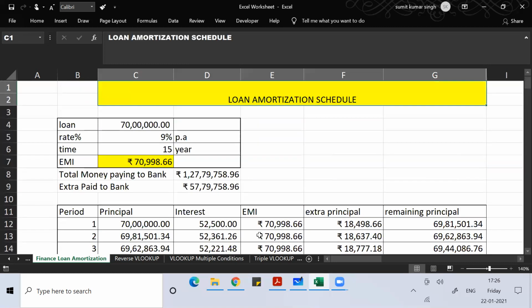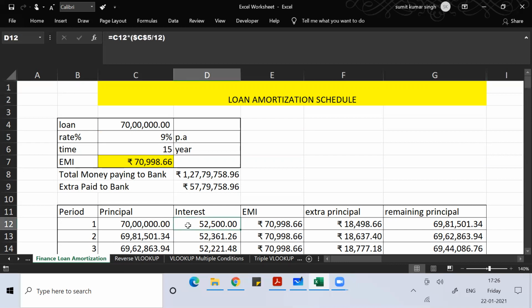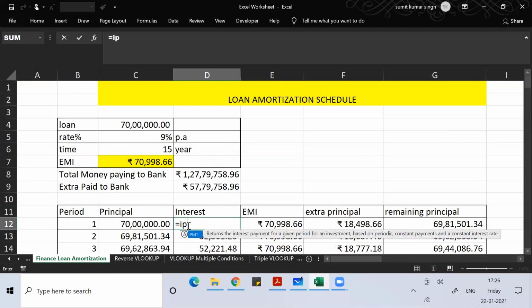So this is called a loan amortization schedule. Mathematically, we can justify the EMI value you get. Now, this interest you calculated, you can calculate the other way. You can use the formula called IPMT.